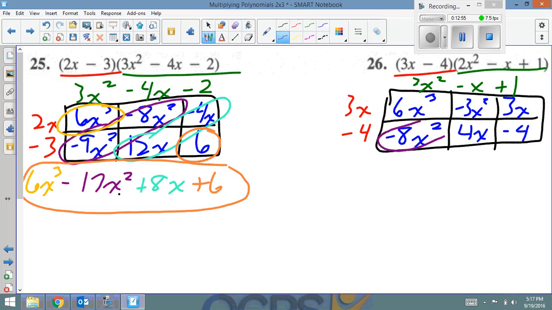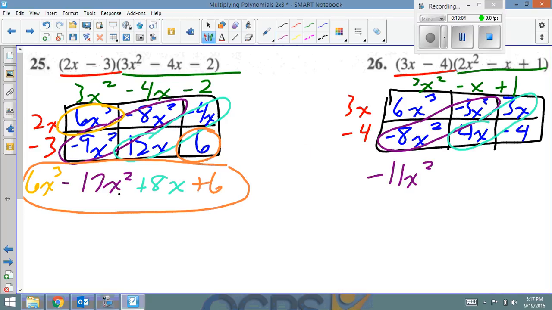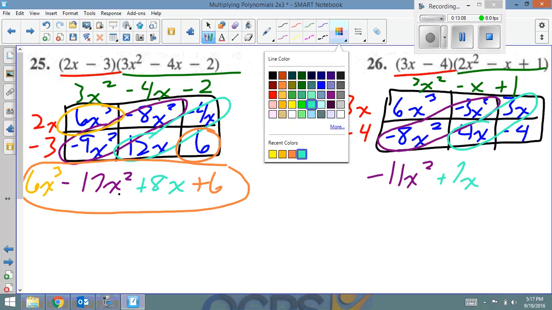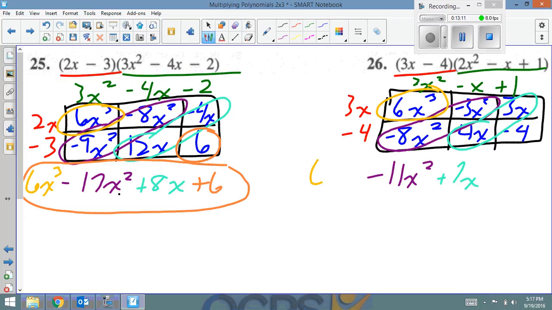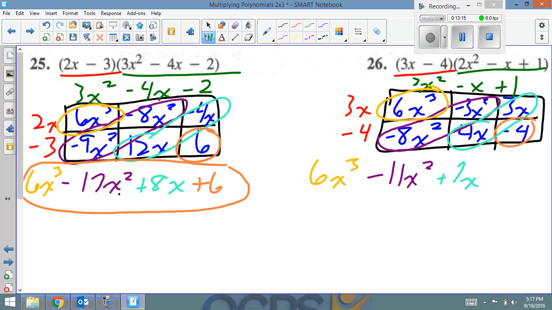Add diagonally. Negative 8x squared plus negative 3x squared is negative 11x squared. 4x plus 3x is 7x. 6x to the third goes in the front. The negative 4 goes in the back.